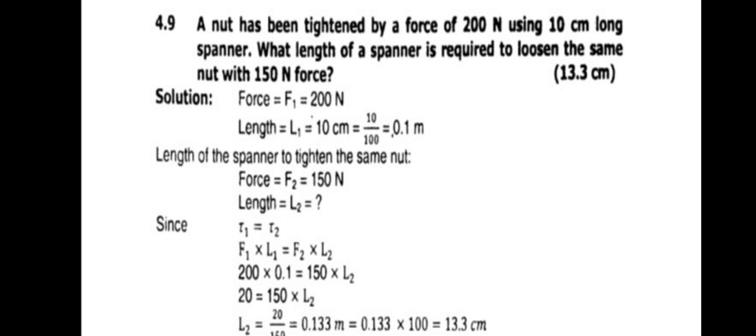Now by solving it through the torque method, that is torque 1 equals torque 2, torque equals F cross L, and both of the torques act on it, that's why F1 into L1 equals F2 into L2. By putting all the values given in the above data, you will find out the length, that is 13.3 centimeter.